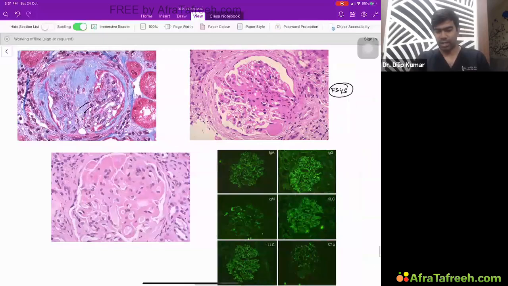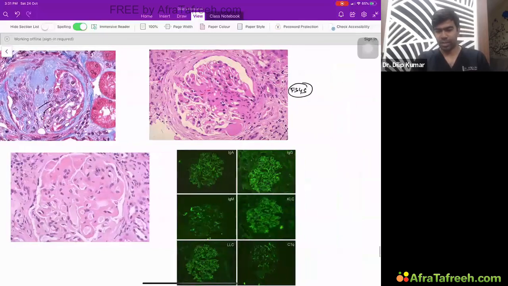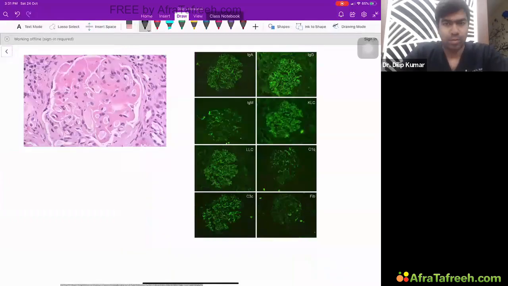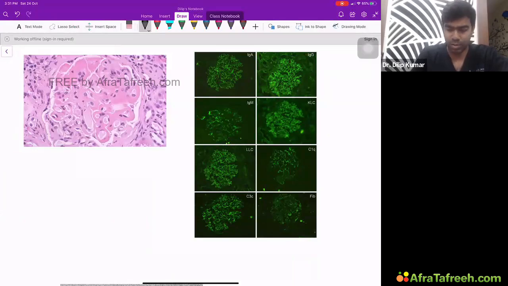And this is another example of a glomerular disease. Typically, the wire loop lesion we see in SLE. You can see there is immune complex deposition. We don't know whether it's immune complex or not, but there is some material that is getting deposited around the capillary walls. These are the capillaries that we see, and around the capillary walls you can see some material getting deposited.